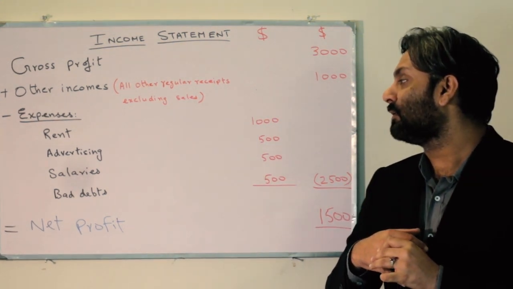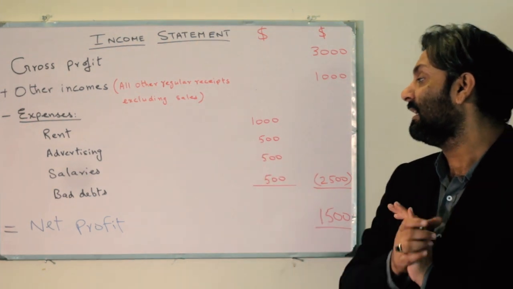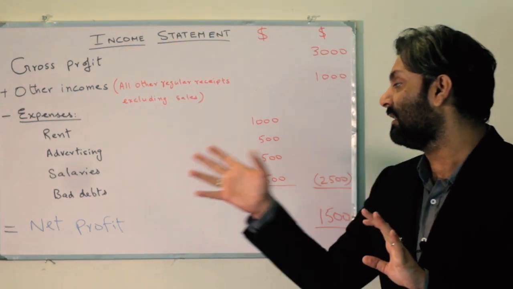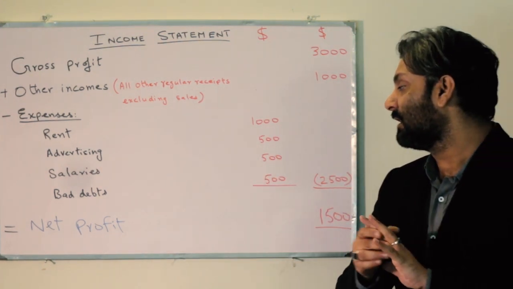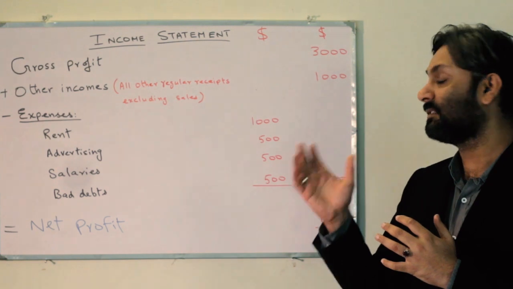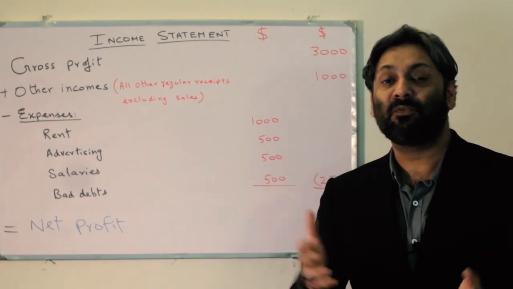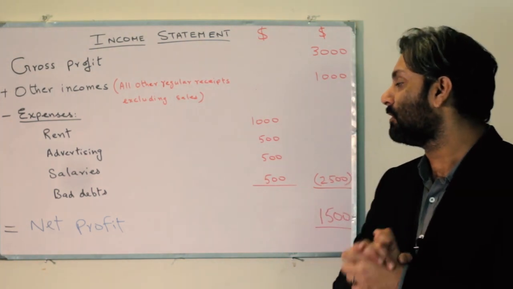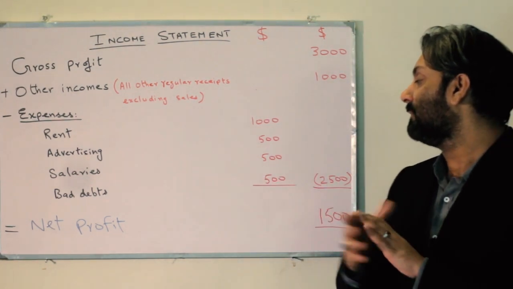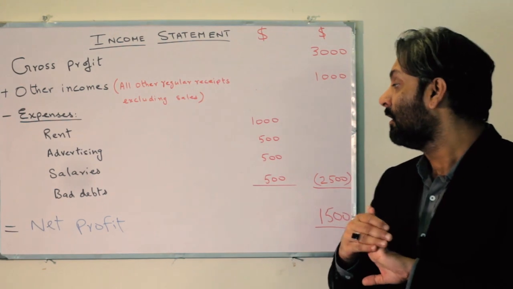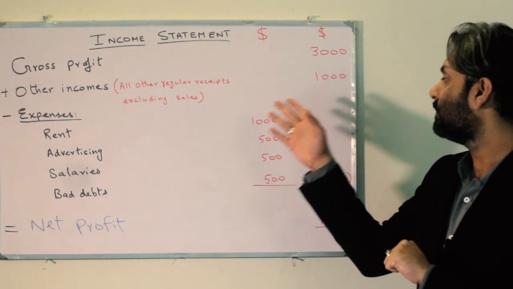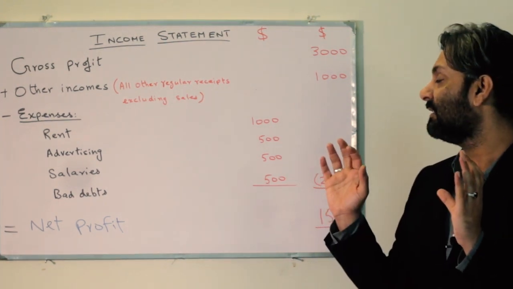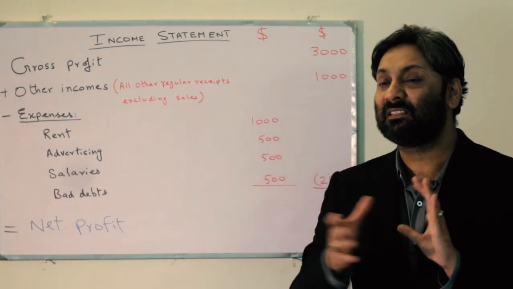Now yes, rent has to be paid and advertising has to be paid as well, and salaries have to be paid, and we are going to incur some kind of bad debts every now and then. That is when some of our debtors or trade receivables or credit customers will not be able to pay us back. They will be converted into bad debts or losses of the business. So there are literally countless expenses, and I'm just giving you a taste of these things.